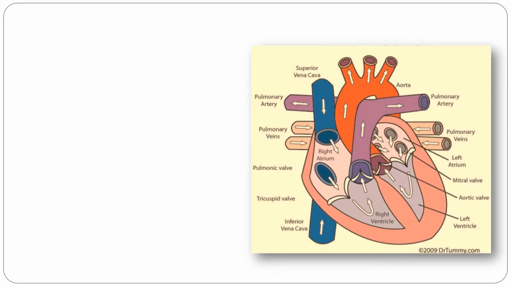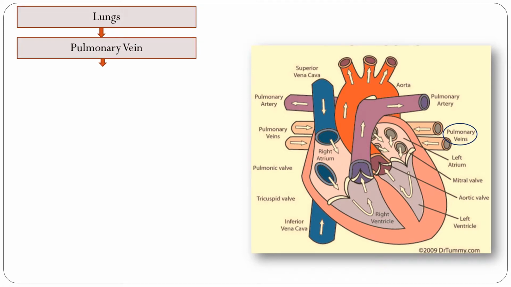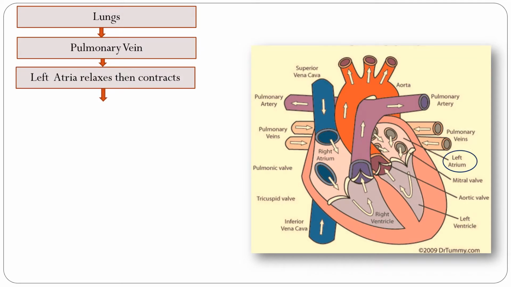Let us begin by tracing the path the blood takes by starting at the lungs, since this is where the blood becomes oxygenated. So after the blood picks up oxygen, or after oxygen dissolves in the capillaries that surround the alveolus, the blood travels into the pulmonary vein. Blood then enters the heart, into the left atrium. In order to allow the blood to enter, the atrium would first have to relax. As it relaxes, it increases its volume, so blood can enter.